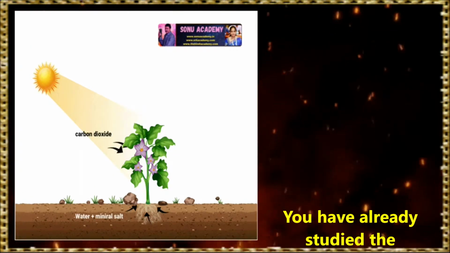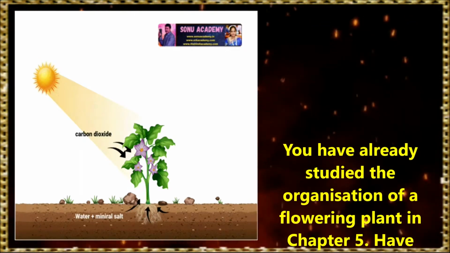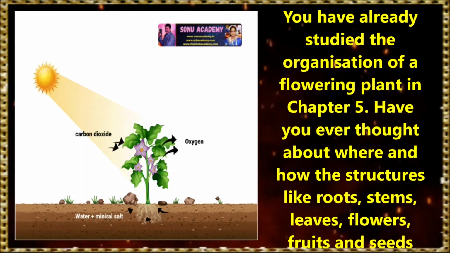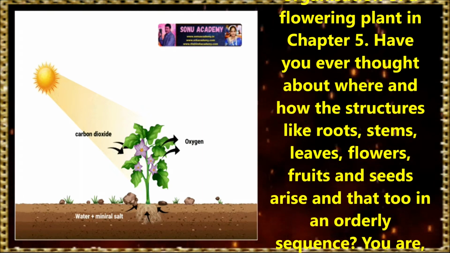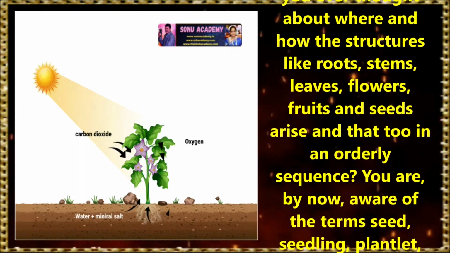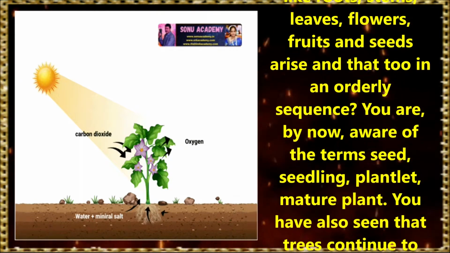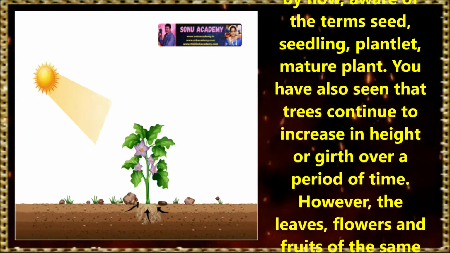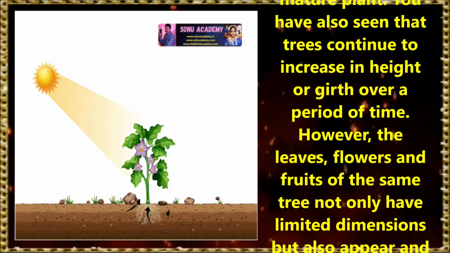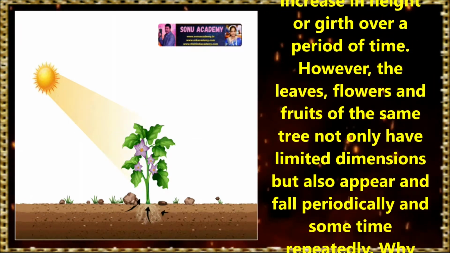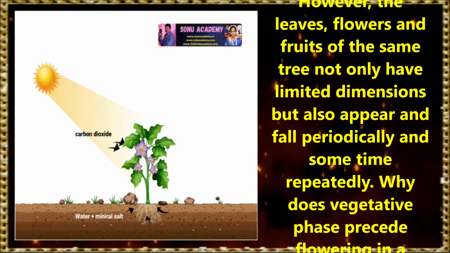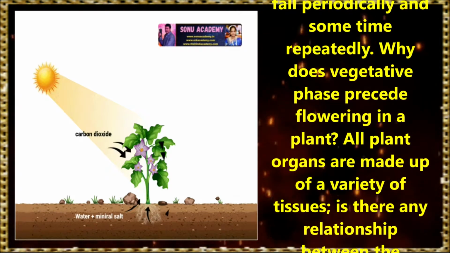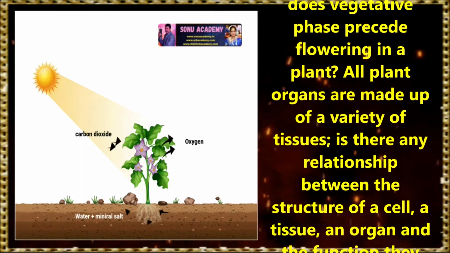Children, you have already studied the organization of a flowering plant in chapter 5. Have you ever thought about where and how the structures like roots, stems, leaves, flowers, fruits and seeds arise, and that too in an orderly sequence? You are by now aware of the terms seed, seedling, plantlet, mature plant, etc. You have also seen that trees continue to increase in height or girth over a period of time. However, the leaves, flowers, and fruits of the same tree not only have limited dimensions but also appear and fall periodically and sometimes repeatedly. Why does the vegetative phase precede flowering in a plant?